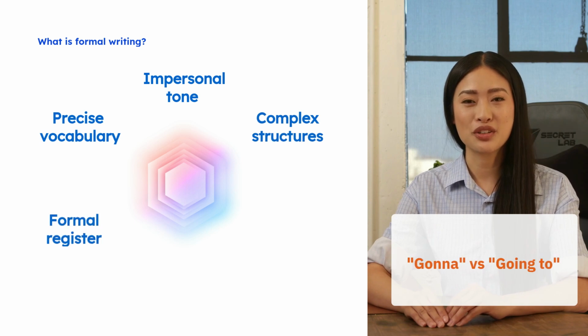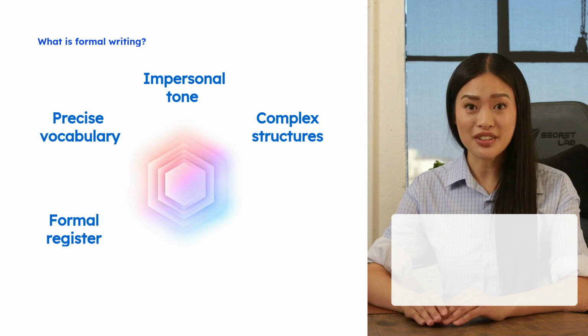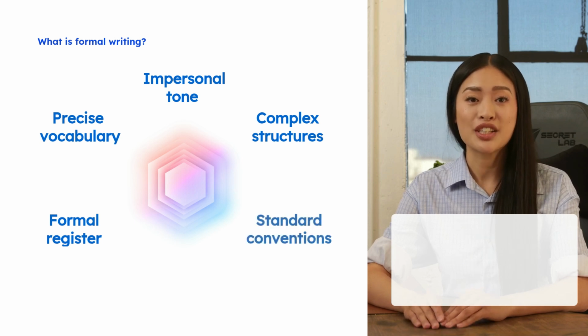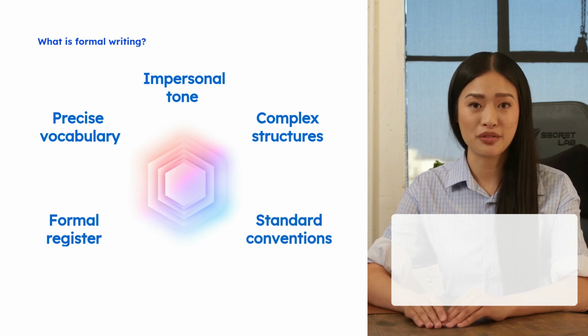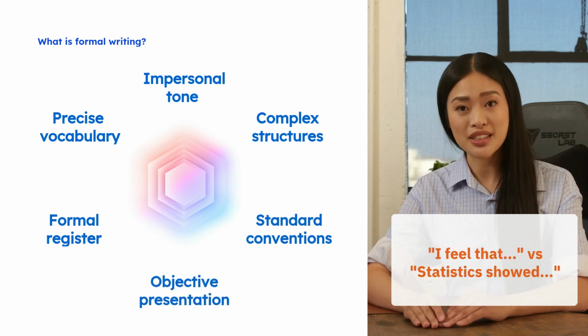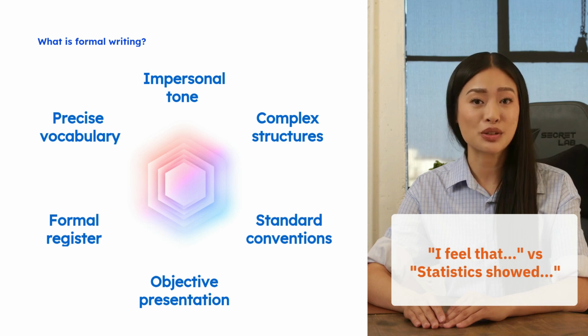Maintain a formal register throughout the text. Avoid the use of contractions, slang, and casual expressions. You should strictly adhere to the citation requirement and make sure your grammar and punctuation are carefully checked. Finally, always present arguments and evidence logically, and avoid including emotional language or personal bias.